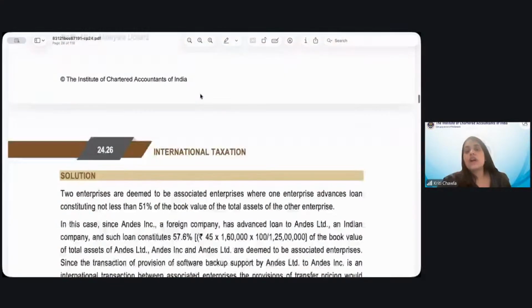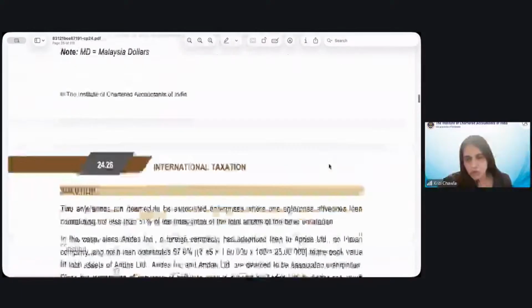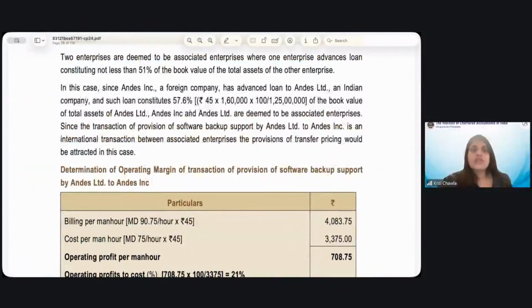So the first part will be to actually convert Malaysian dollars into rupees, where the conversion rate is provided right here. So if you actually see, it constitutes 57.6% of the loan. And if you look at the law, it basically says 51% or more is what we need. So obviously these are associated enterprises.